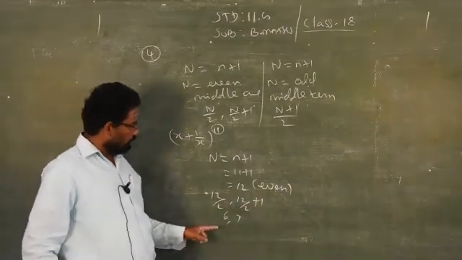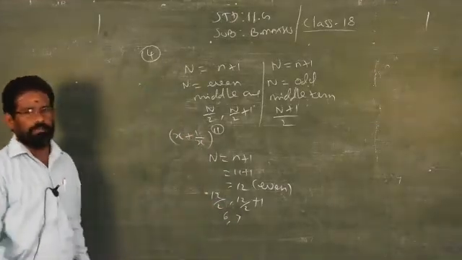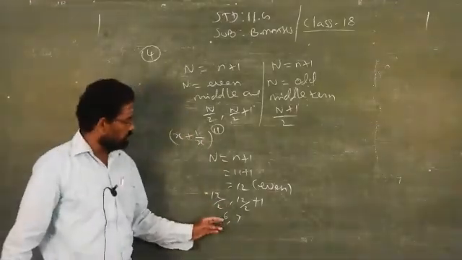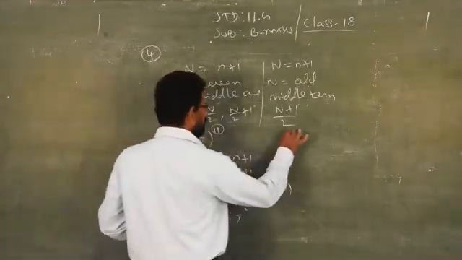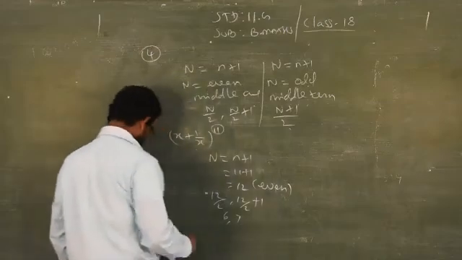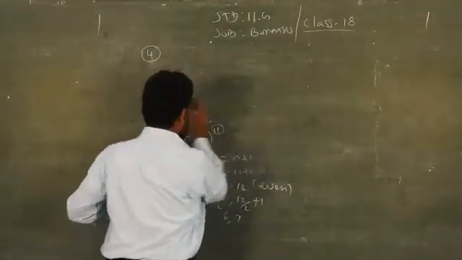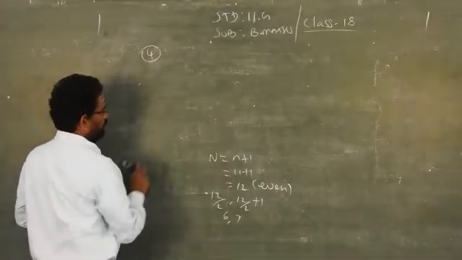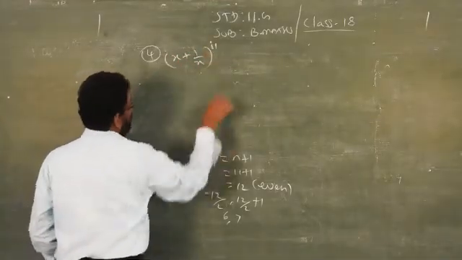So you have to find out now the 6th term and 7th term of this binomial expression. You know how to find the 6th term and 7th term. Just now we did sum number 3. So here I will write x plus 1 by x whole to the power 11.